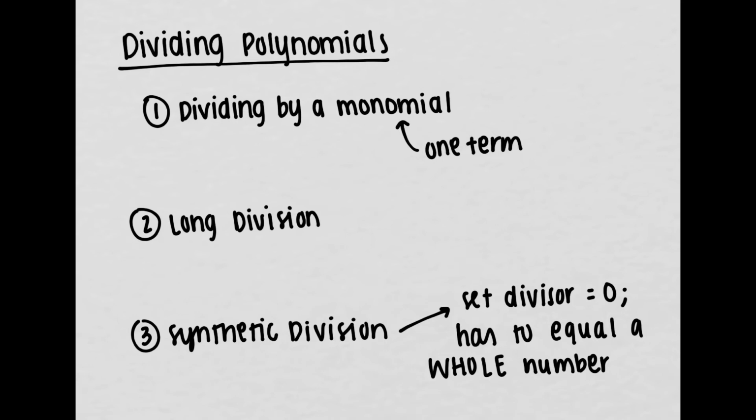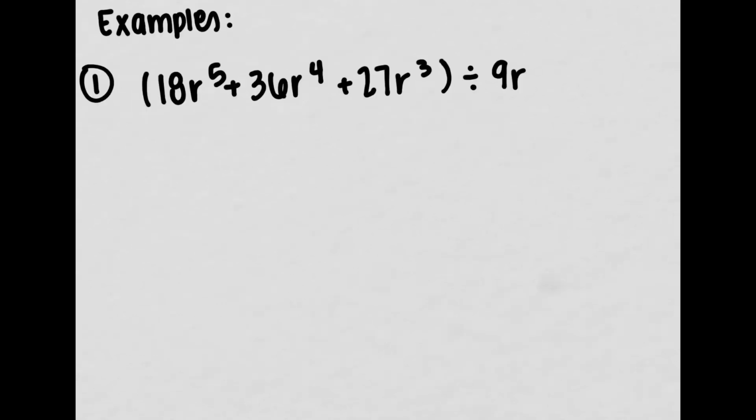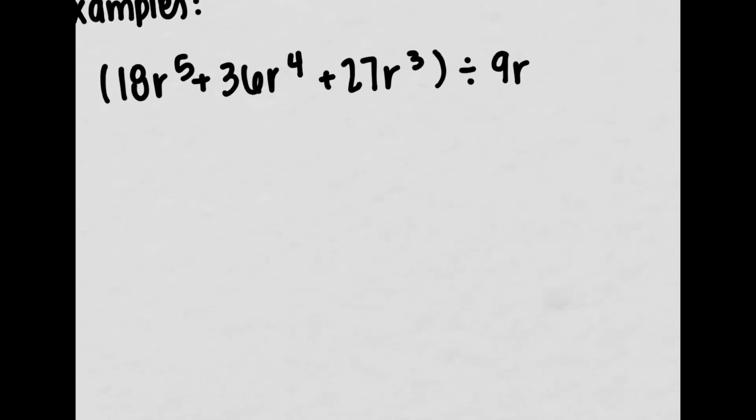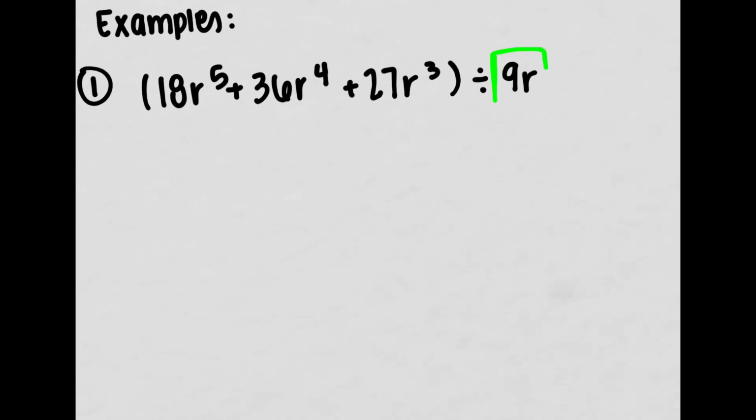Alright, so the first dividing example we're going to do is 18r to the 5th plus 36r to the 4th plus 27r cubed, all divided by 9r. So what we first have to do is decide which of the dividing methods we're using. When I look at my divisor here, I see that it's only one term. It's just 9r. So I'm going to go ahead and use dividing by a monomial.